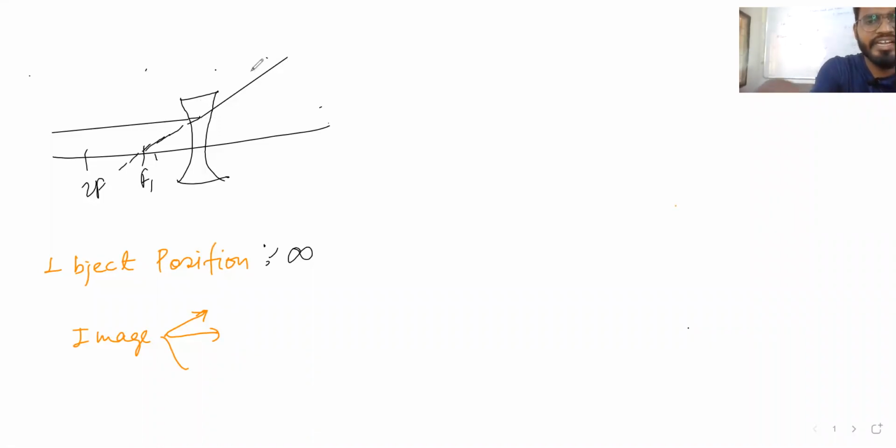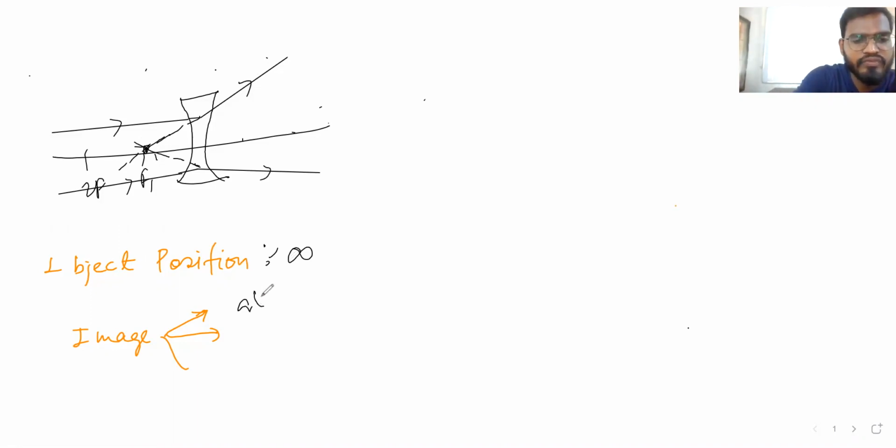Next, again a ray of light parallel to the principal axis, right? We can take it a little inside, and so it will diverge. It will never meet, so we will have to extend them back. So it is meeting somewhere here, right? Like this. The object is at infinity, then where is the image formed? The image is formed at the focus, of course.